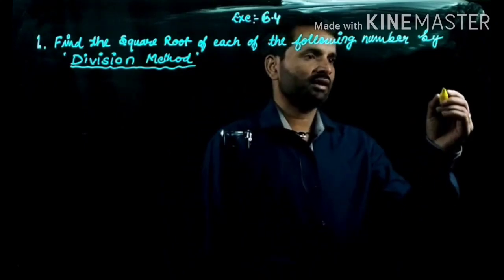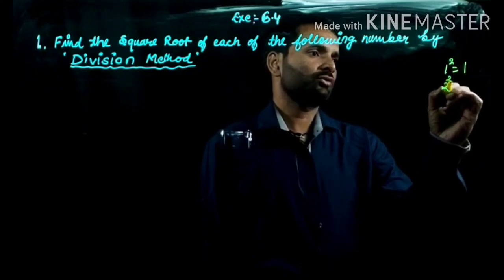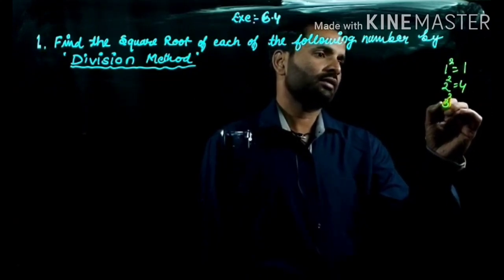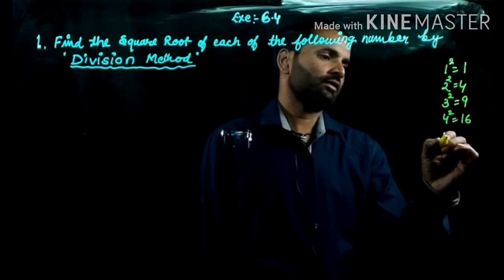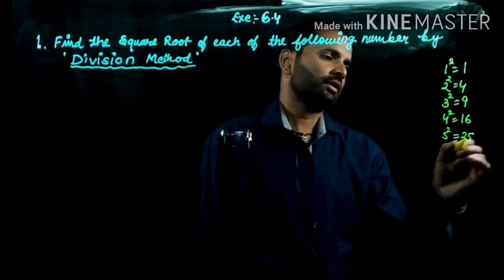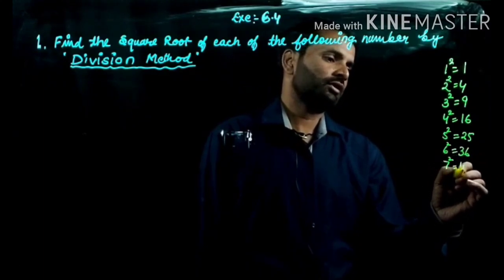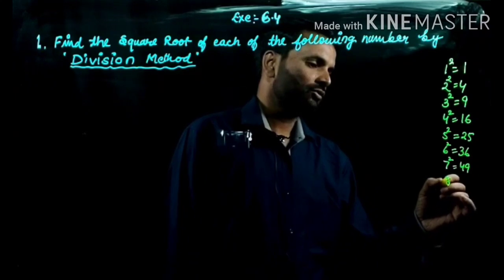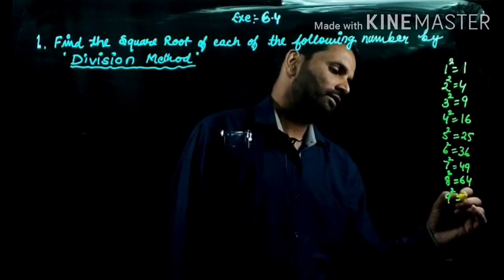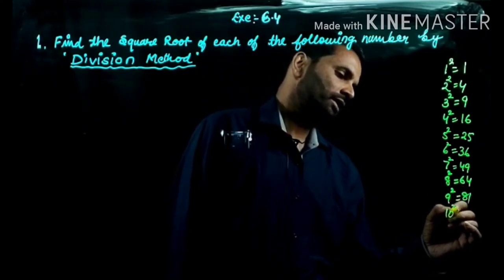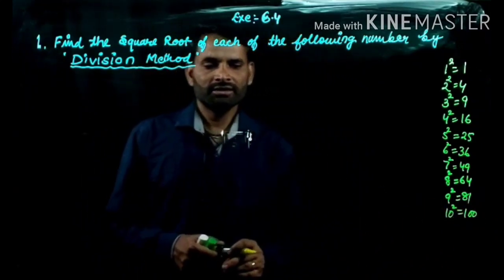First, we will learn the table of squares. 1 squared is 1, 2 squared is 4, 3 squared is 9, 4 squared is 16, 5 squared is 25, 6 squared is 36, 7 squared is 49, 8 squared is 64, 9 squared is 81, and 10 squared is 100. We use this table first, so learn it, then start the exercise.